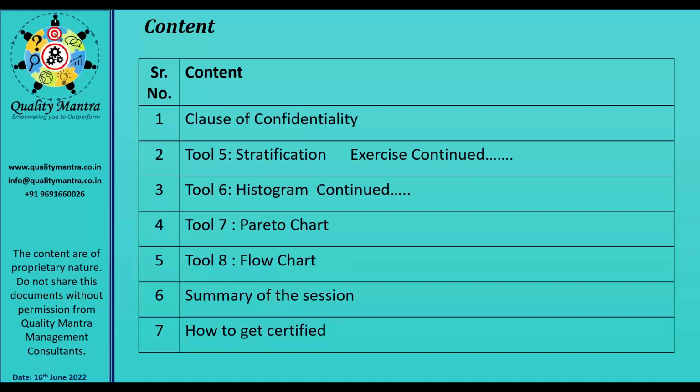and then we will continue with tool number 6, that is histogram. We have learned a little bit about the histogram yesterday, and now we will continue with how to make a histogram on the Excel sheet with the data analysis add-on pack. Then tool number 7 is Pareto chart, so we will go through that, and tool number 8, flowchart. With all the 8 tools we have learned in this training program, we will summarize the session, and then we will brief you about how to get certified. So we will try to close by 9 o'clock.